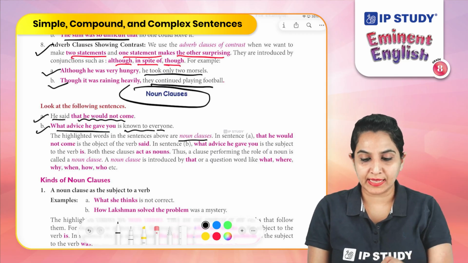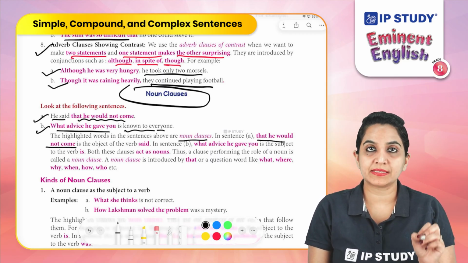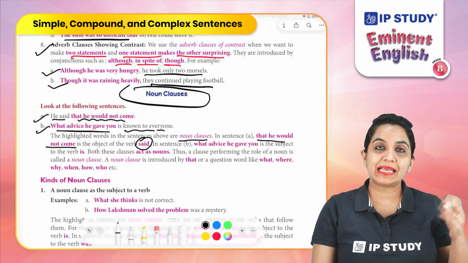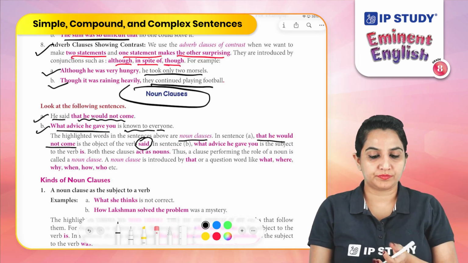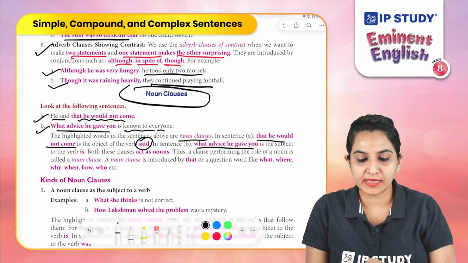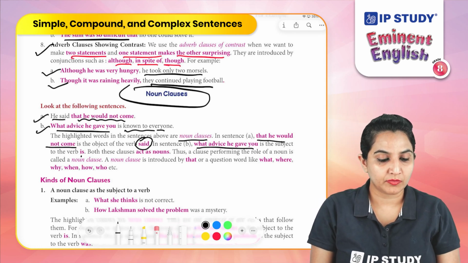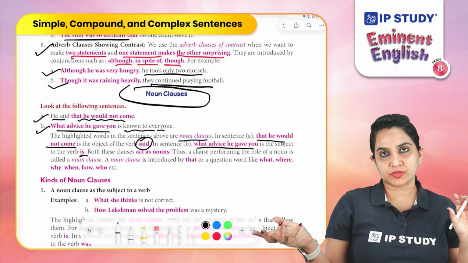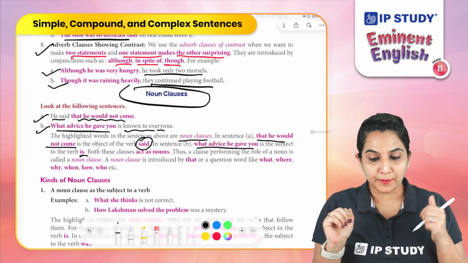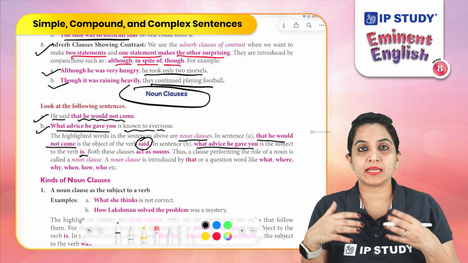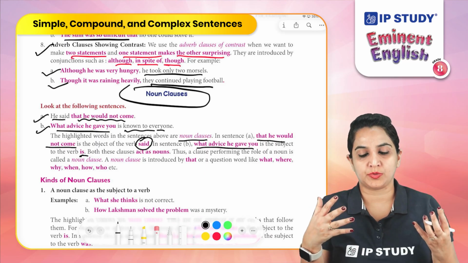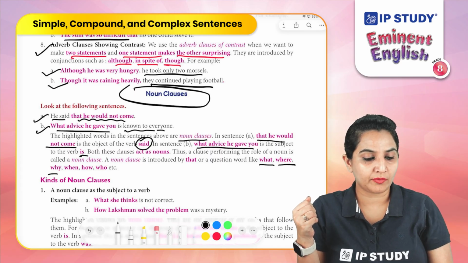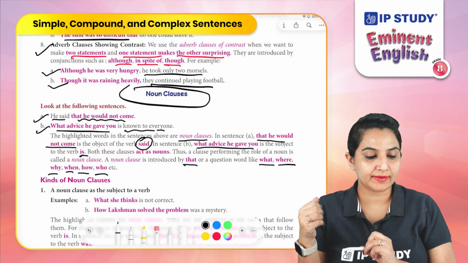In sentence A, that he would not come is the object of the verb said. He said that he would not come. In sentence B, what advice he gave you is the subject and the verb is known to everyone. Now, both of these clauses are noun clauses because they are introducing a question to us, right? And we use words like what, where, why, when, how, who, and that.